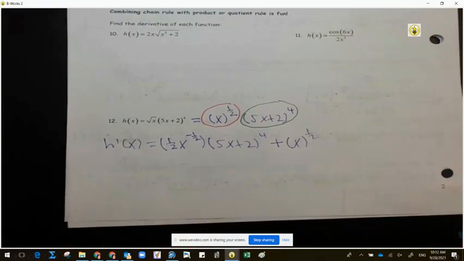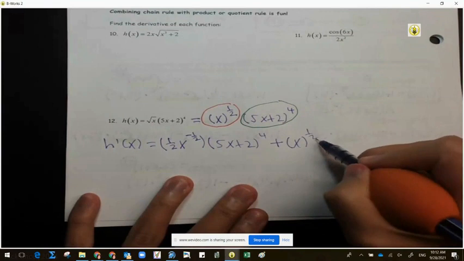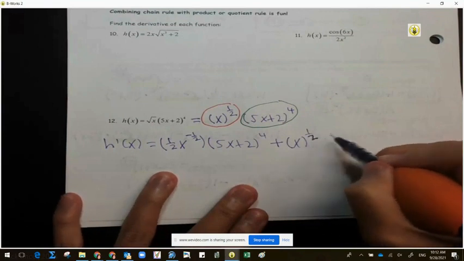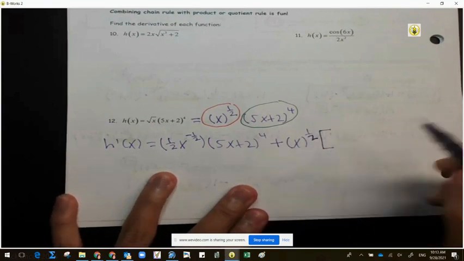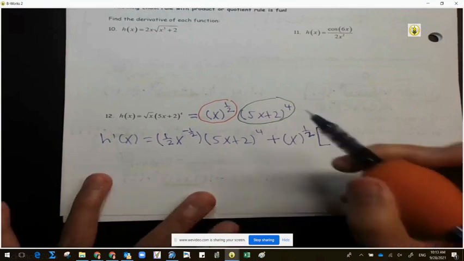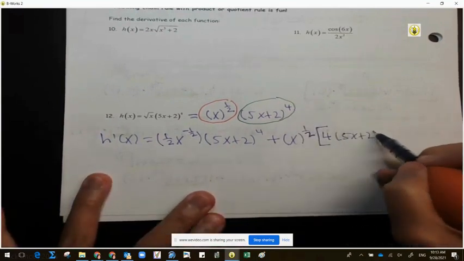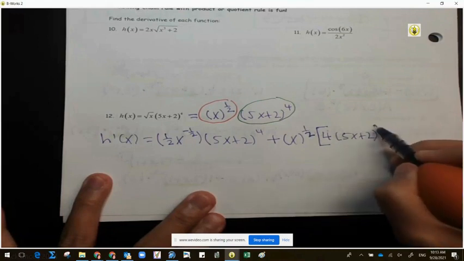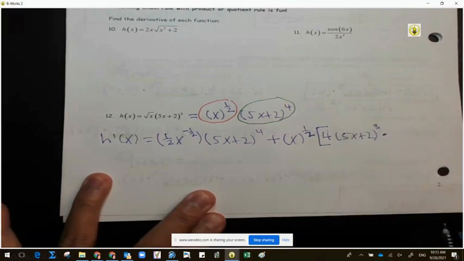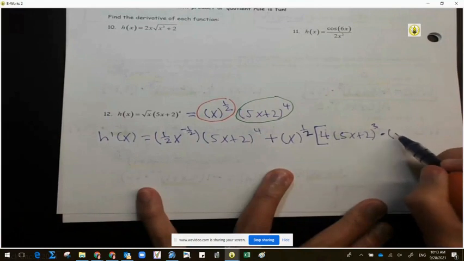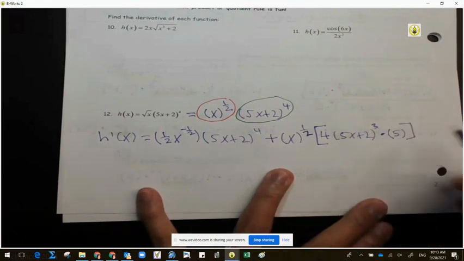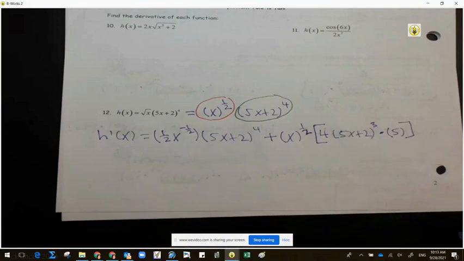And notice our second one happens to be a chain rule. So because I'm thinking ahead, I'm going to make a bracket because later on we're going to need parentheses. So we bring the 4 down. We keep the inside as it is. 1 less of the power is 3. What is the derivative of the inside right now? 5. And again, I see parentheses. So I'm going to close it with a bracket, and that's it.